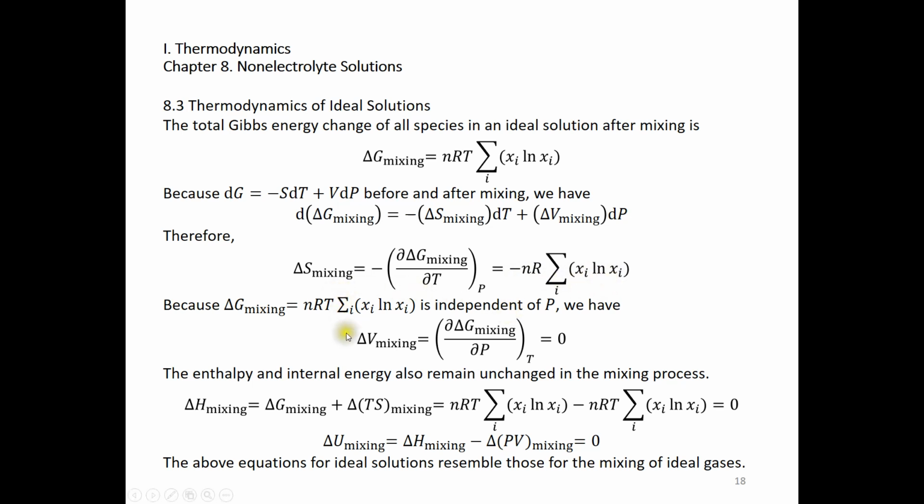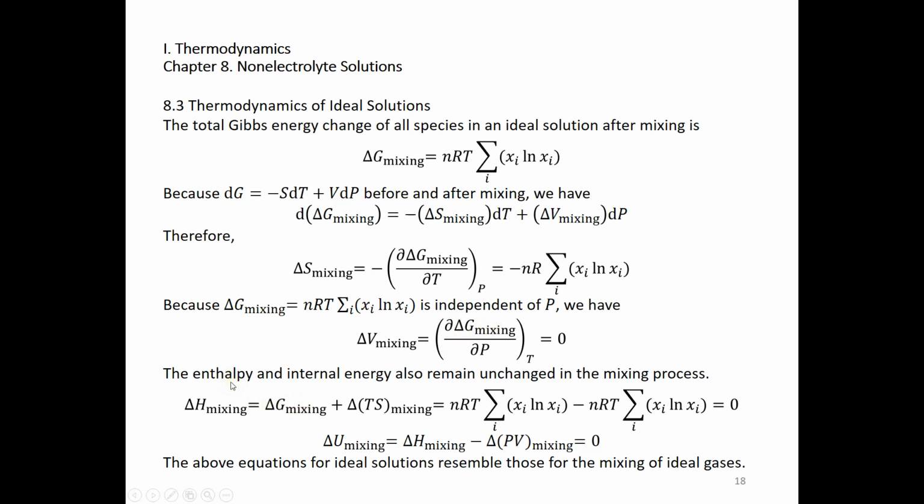Now let's derive delta V mixing. Because this delta G mixing is independent of pressure, none of these parameters or variables depends on pressure. So delta G mixing is independent of pressure, and then delta V is the first derivative of delta G with respect to P, and this part is 0 because delta G mixing is independent of pressure.